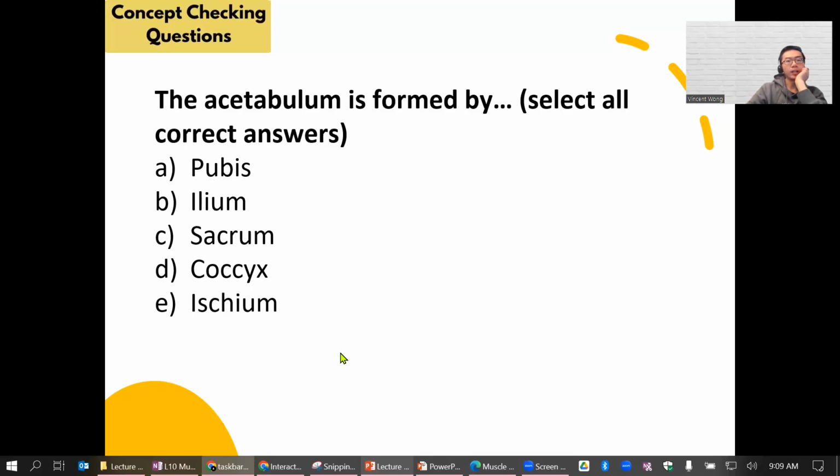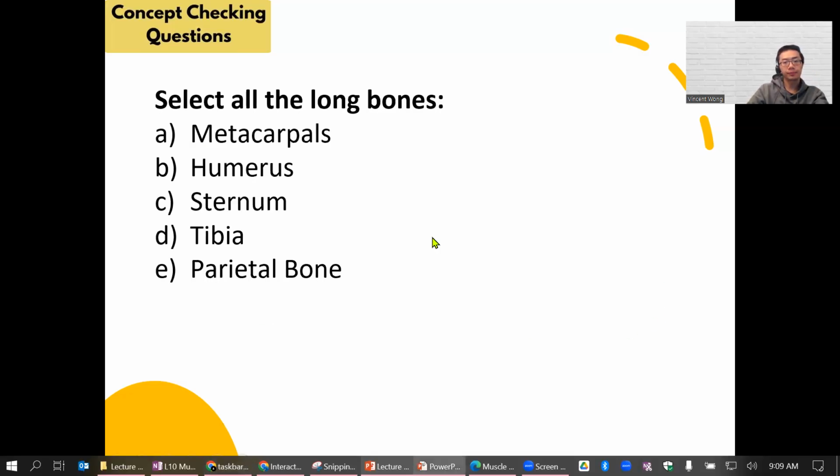Yeah, I think most people got it. It will be the pubis, the ilium, and the ischium. So A, B, and E. All right. Select all the long bones. Let's try this one.